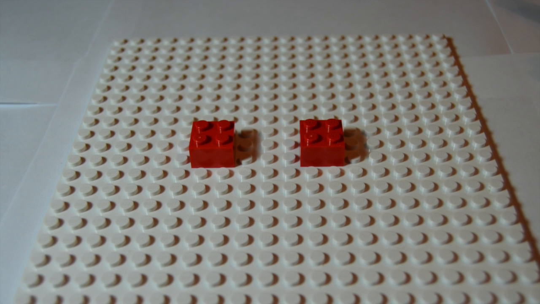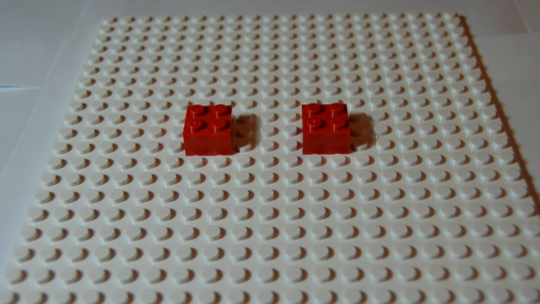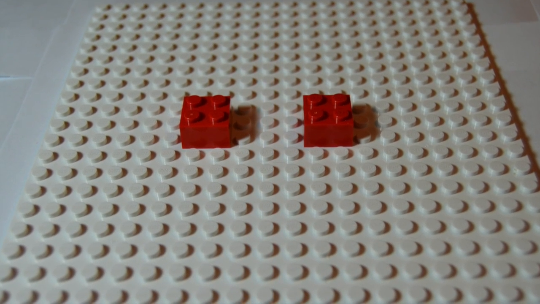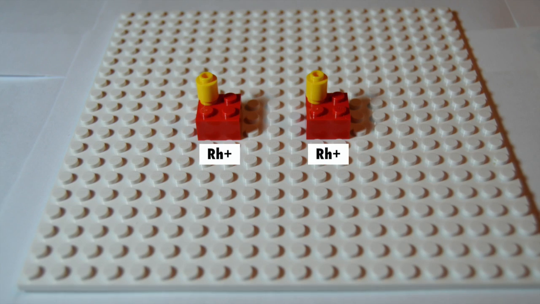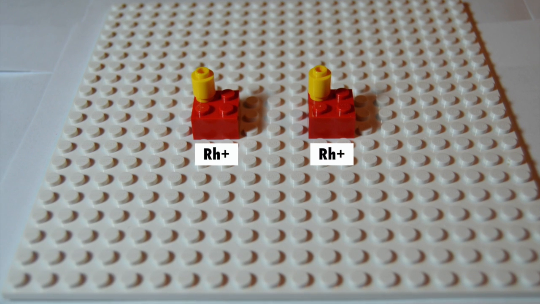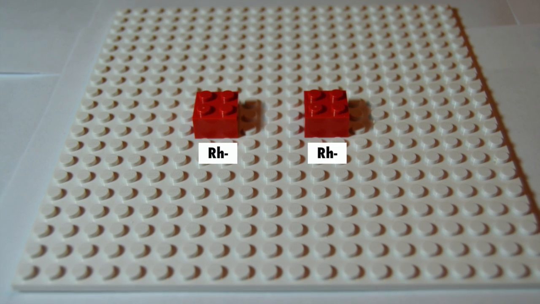The positive or negative part of the blood type is due to the Rh locus. We can think of the Rh locus as having 2 alleles. The positive allele is dominant to the negative allele. The Rh positive allele produces a protein on the blood cells. The Rh negative allele does not.